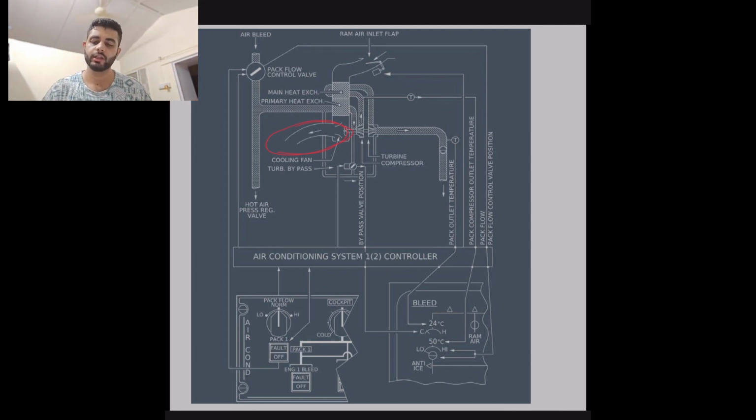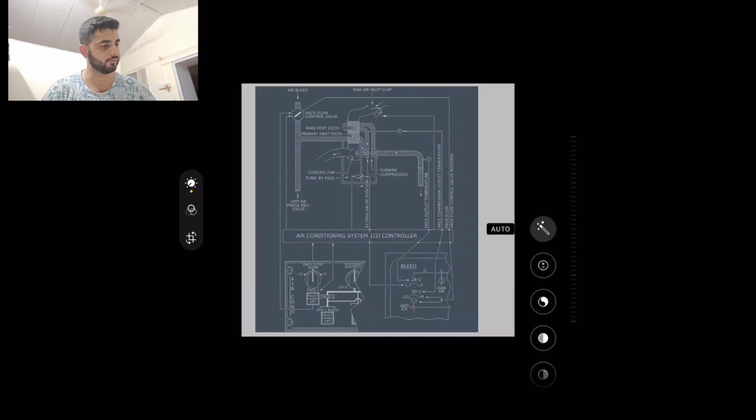Okay, then there is only one emergency ram air but two ram air inlet flaps. Okay, hot air pressure regulating valve. Now our next thing is the hot air pressure regulating valve.